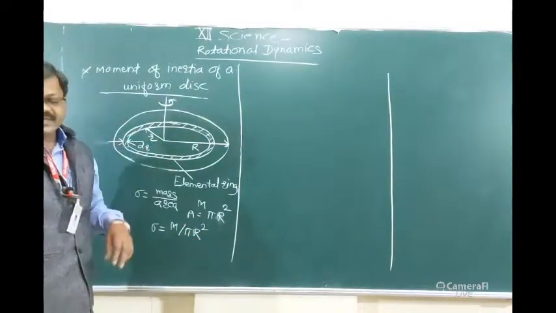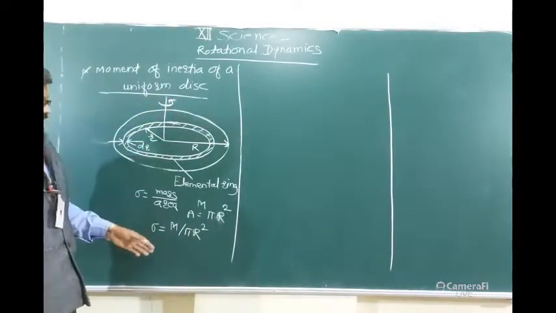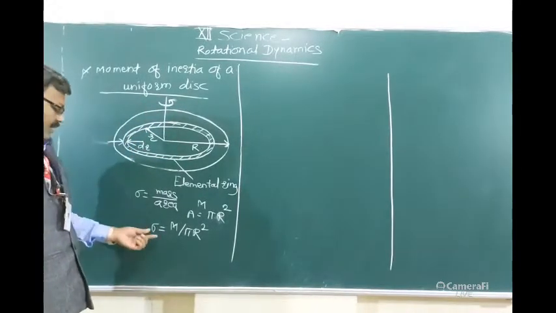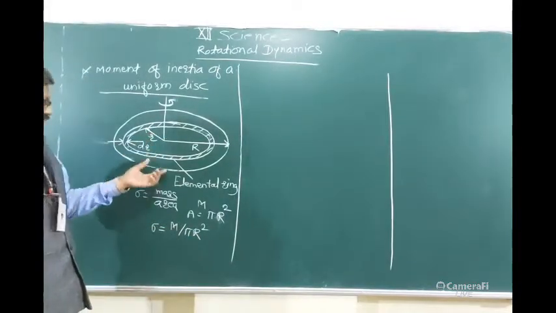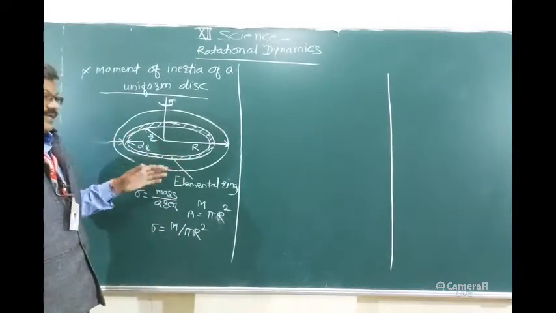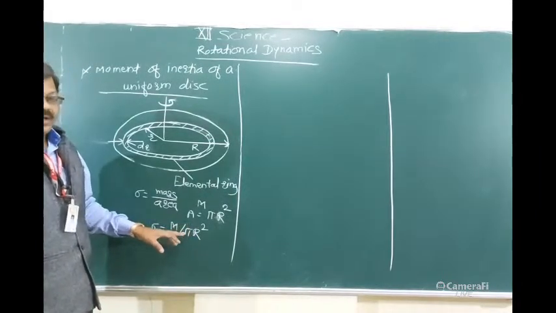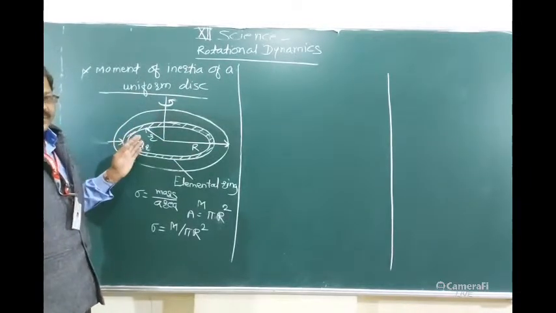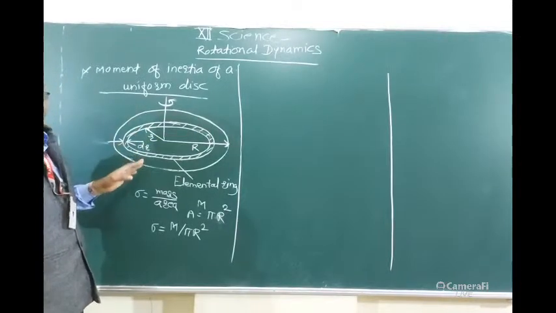This is the surface density of the uniform disk, or the density of the material with which the disk is made, and sigma is equal to m upon pi r square. This figure shows the disk. Its mass is m, while its surface area is pi r square, so sigma is equal to m upon pi r square. The disk is always in circular shape, therefore it is a circular object.